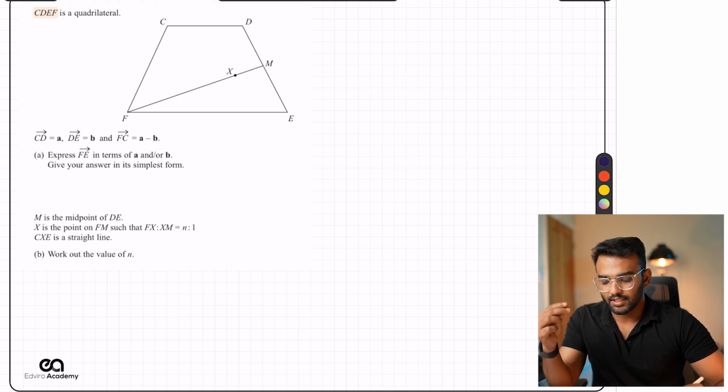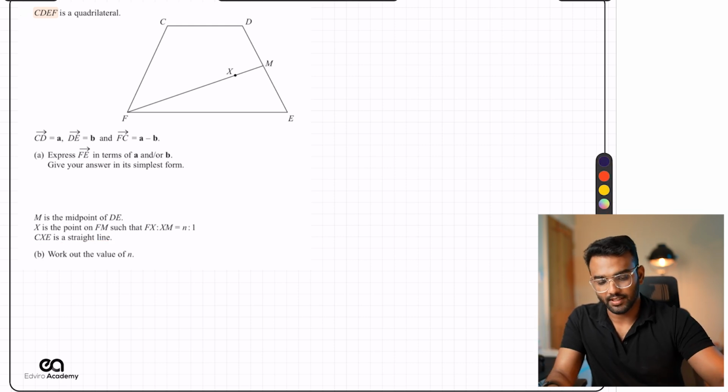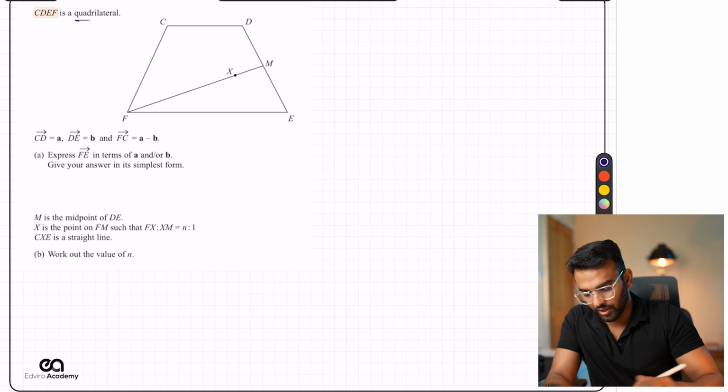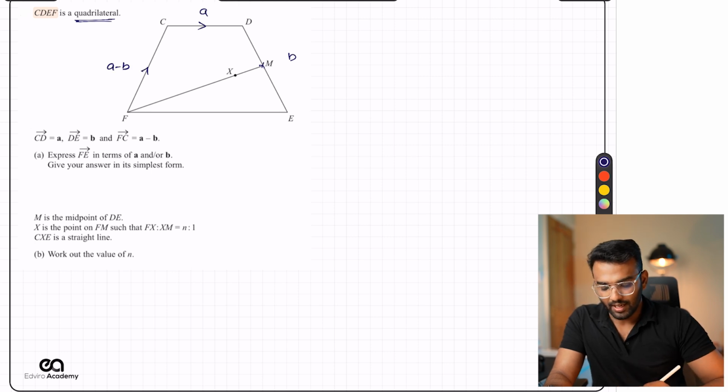It says CDEF is a quadrilateral. CD is a, so that's a. DE is b, which is right there, that's b. FC is here, a minus b. And express FE in terms of a and/or b.